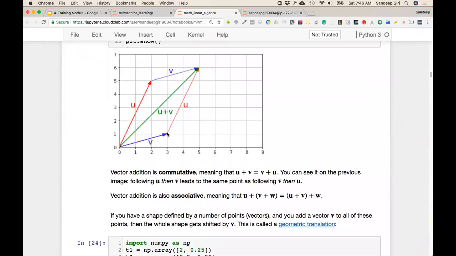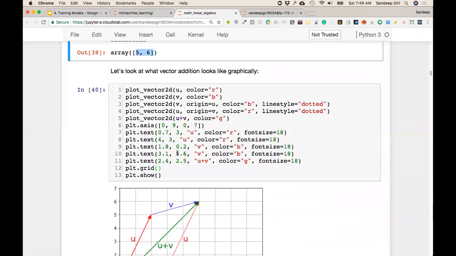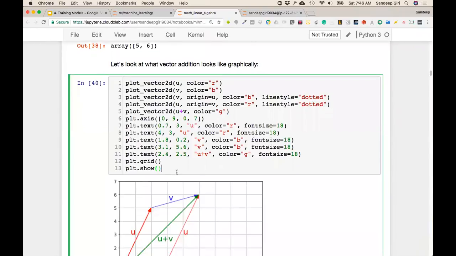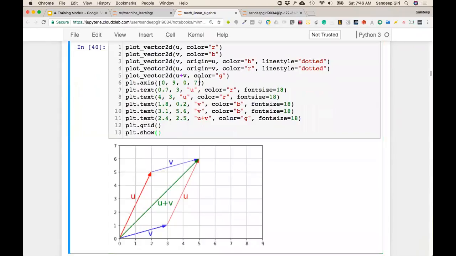A question from Gopi is: what is the impact of origin equals u? I think origin equals u would be the place where it draws the arrow. Probably that's the one it is. No, actually, I got it.